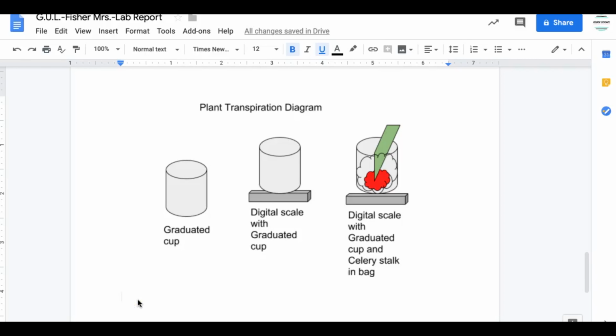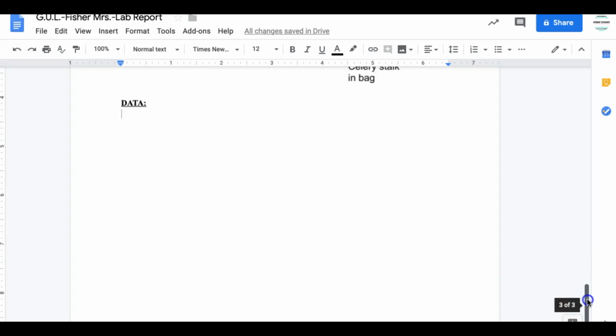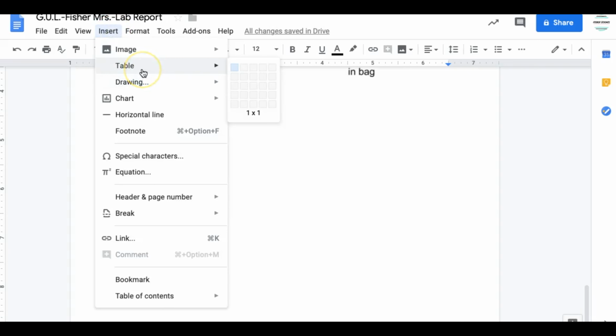Okay, so one of the next things we're going to do is our data. And now with our data, I do want to make sure it's not bolded or underlined. And all of our data does need to be in some sort of chart unless we have written observations, and that's usually always in some sort of chart as well. So I'm going to click Insert, Table.